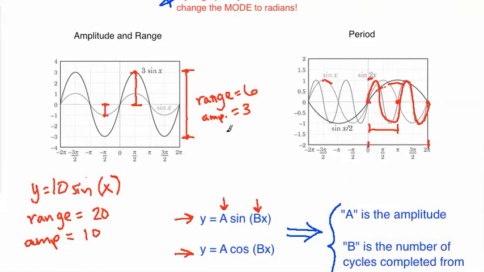So essentially what you need to know is that A gives you the amplitude, whatever that number is. B is the number of cycles completed in 0 to 2 pi, or 0 to 360 degrees. And then the range is double the amplitude. That's essentially what you need to know. Otherwise, you can create graphs in your calculator, but make sure the mode is in radians.